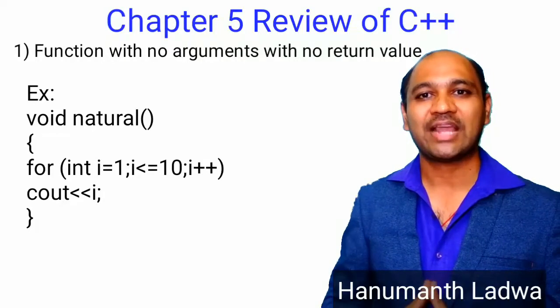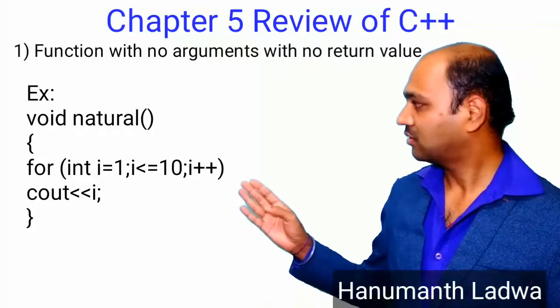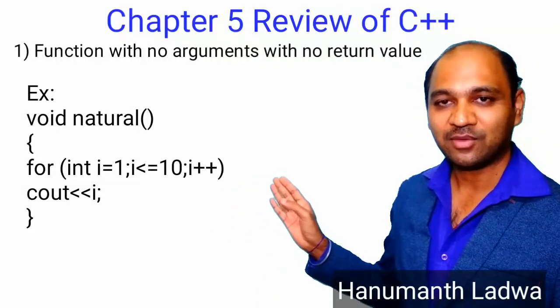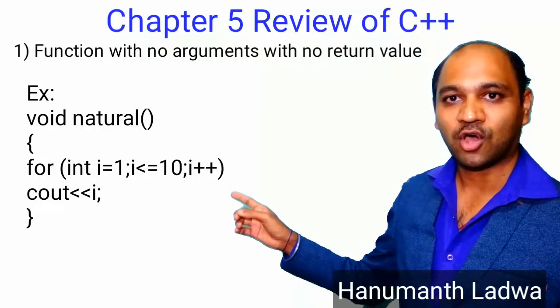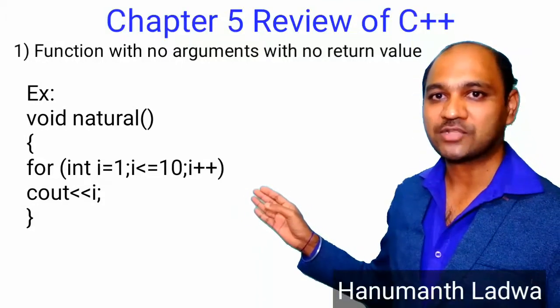In order to print the natural numbers, we are going to take this example as void natural. Inside the round braces, we are not going to declare any variable, that is arguments. In curly open brace, we are going to use the for looping structure, for i is equal to 1, because natural numbers start from 1.